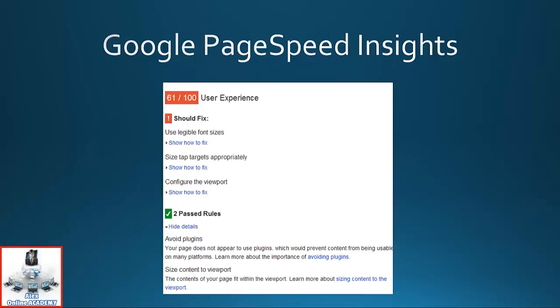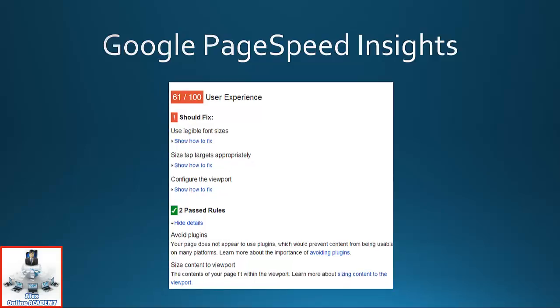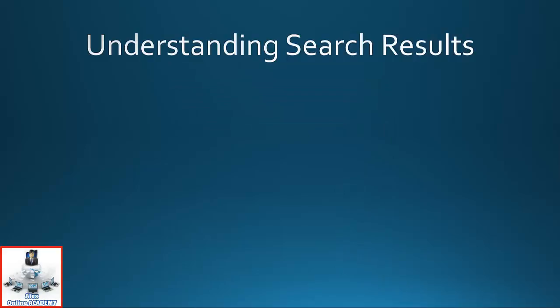You can see here, from a user experience level, it says 61 out of 100. Use legible font sizes, size tap targets appropriately, configure the viewport. These are all things that you should fix. It passed different rules, and these are all things that it shows you within this tool. It's a very powerful tool that you can use when doing your mobile optimization.